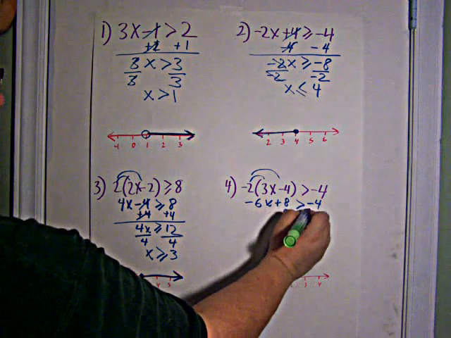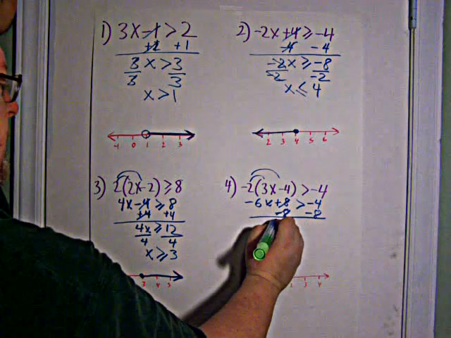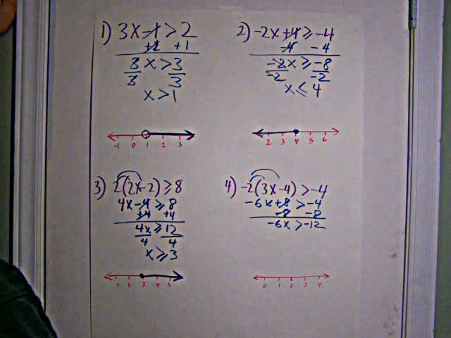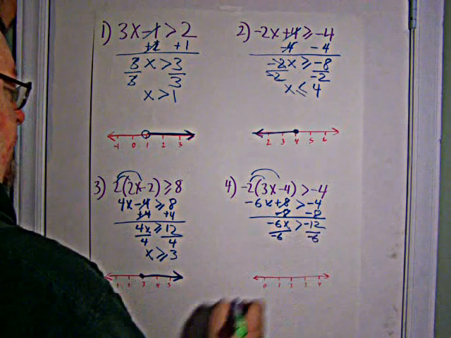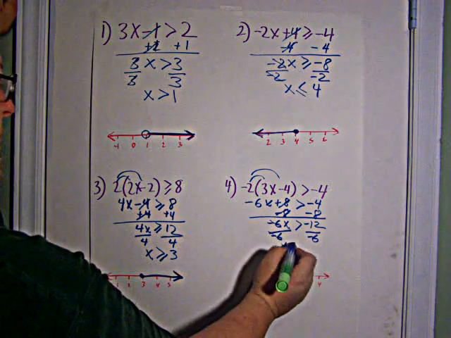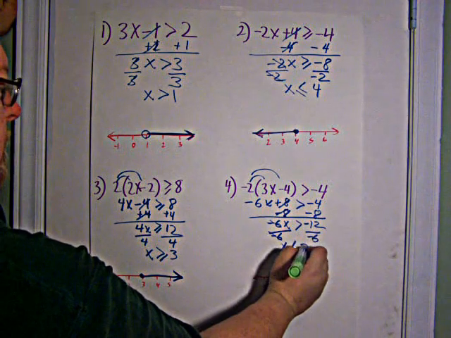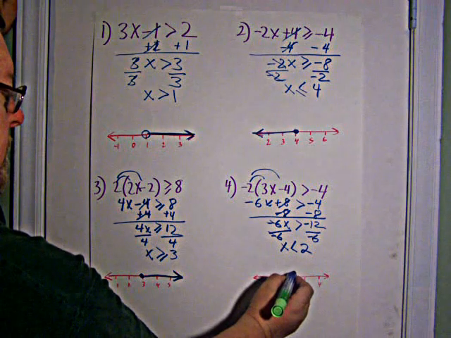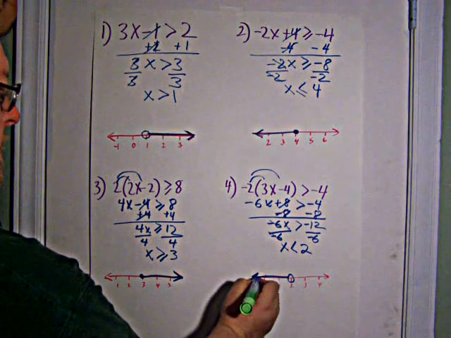Subtract 8 from each side. 8's cancel. Negative 6x greater than negative 12. Divide by a negative 6. Because we divide by a negative, we change our sign from a greater than to a less than 2. 2 is not part of the set because it's not less than or equal to. Open dot with a solid line to the left.